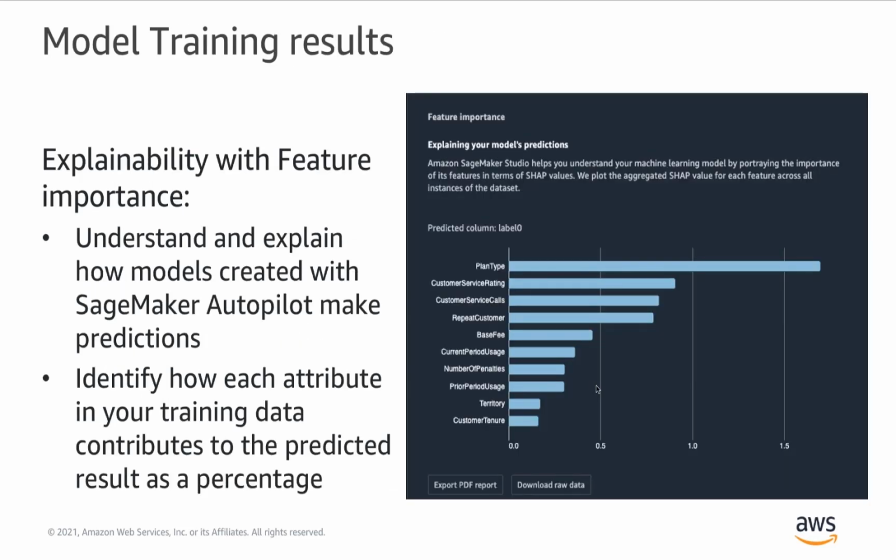Now, besides the actual list of outputs or models that get generated with Autopilot, we also include explainability reports. So for example, I'm showing here the feature importance, which will help you understand and explain how a model was created and how each of the features is actually contributing to the model. Which are the features in your dataset that are actually impacting the model the most.